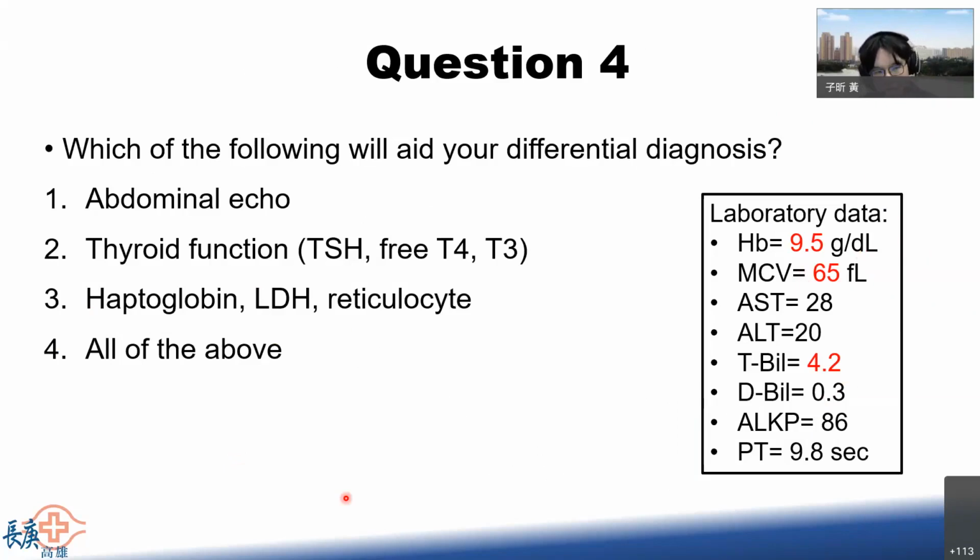Will an abdominal echo help? Will thyroid function help? Will haptoglobin, LDH, reticulocyte count help your diagnosis, or all of the above? Actually, these are all etiologies that I just mentioned to you for hyperbilirubinemia. The abdominal echo you can use to evaluate if there is biliary tract obstruction. Thyroid function may cause indirect type conjugation defect. And the haptoglobin, LDH, reticulocyte are lab tests for you to help differentiate the patient if the patient has hemolysis.